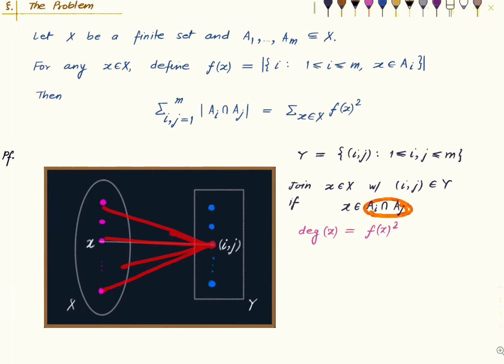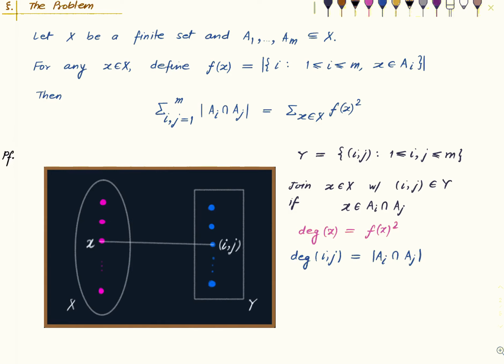So if we just find the degree, it is the total number of elements in this intersection, and hence the degree of any (i, j), any point on the right side, is this. And now just apply the principle of double counting. You immediately will get this.